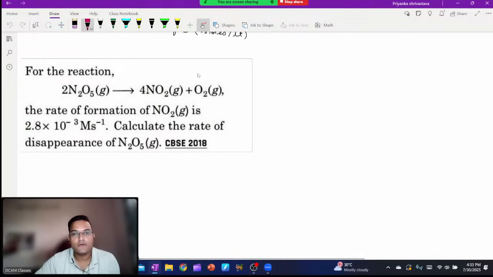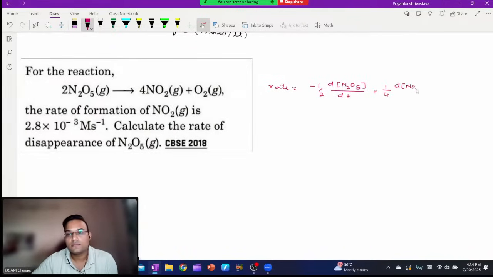See, what we have to do here: the reaction is 2 N2O5 giving 4 NO2 plus O2. Now, if we frame the rate equation, rate is equal to minus 1 by 2 d N2O5 by dt, equal to 1 by 4 d NO2 by dt, equal to 1 by 1 d O2 by dt. I was writing it wrong before.